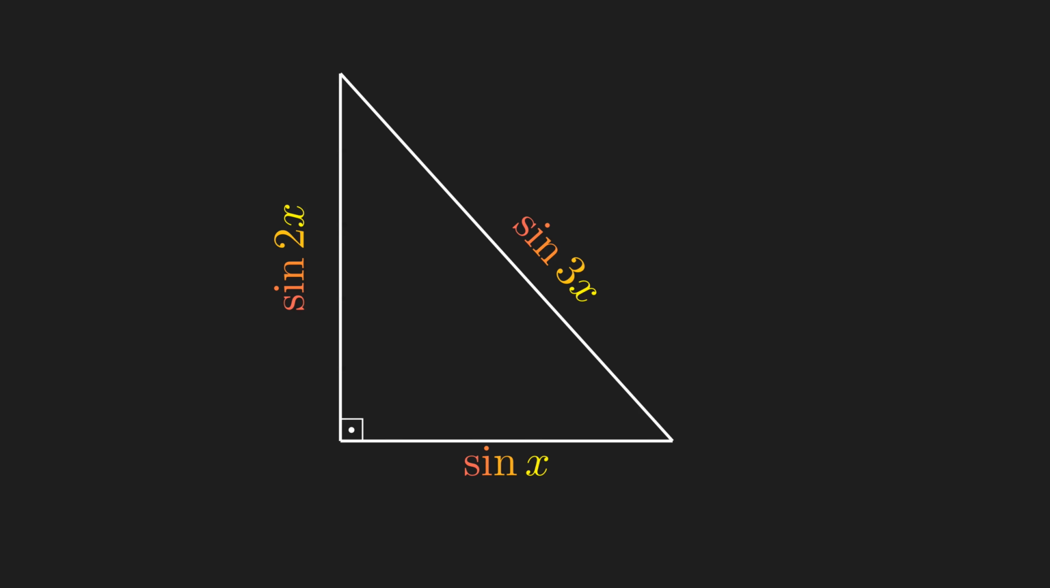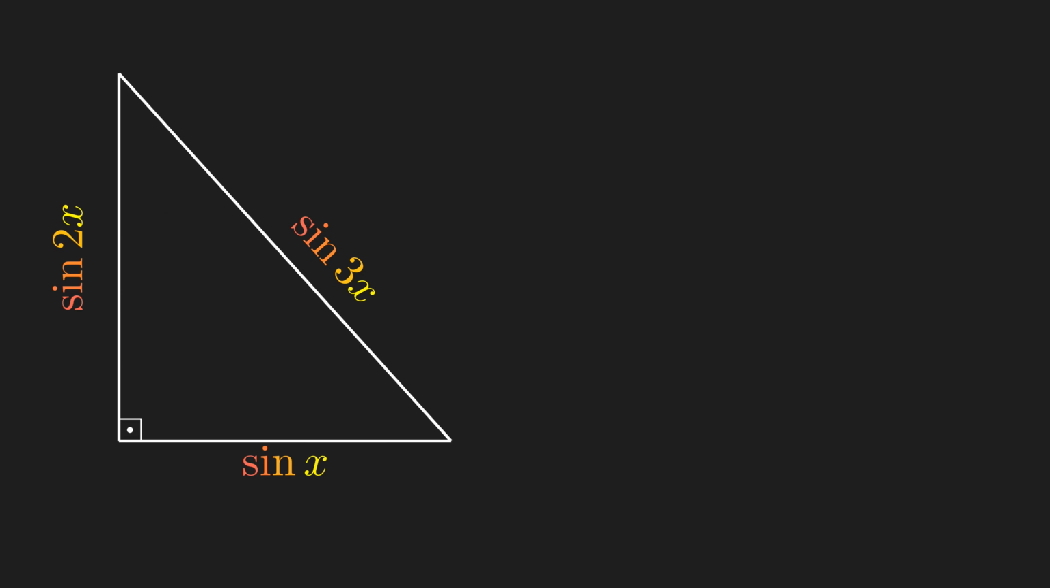The moment you see this triangle, I'm sure the Pythagorean theorem comes to your mind as well. Yes, this should be the most suitable solution. There's no point in making things more complicated. Let's give it a try. So we write sine squared x plus sine squared 2x equals sine squared 3x.